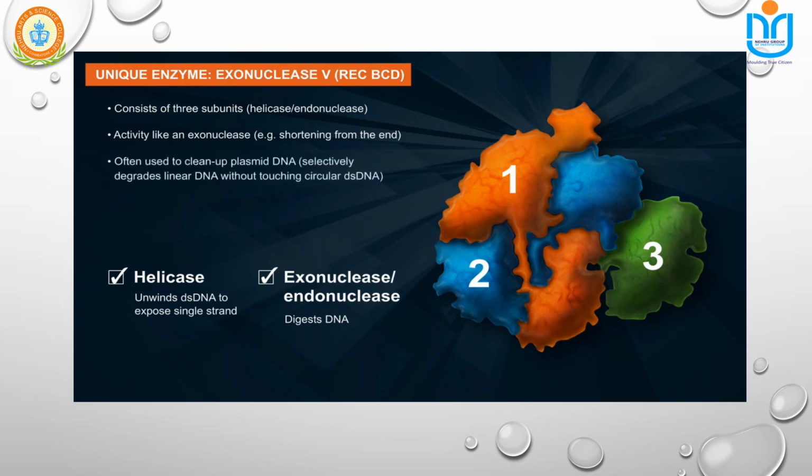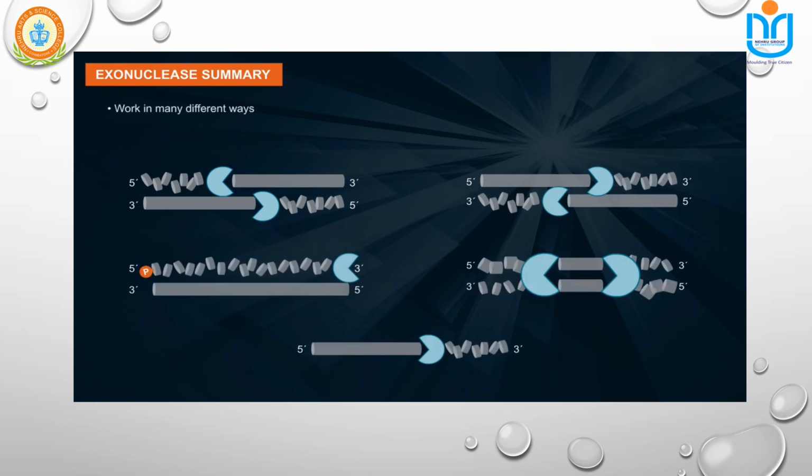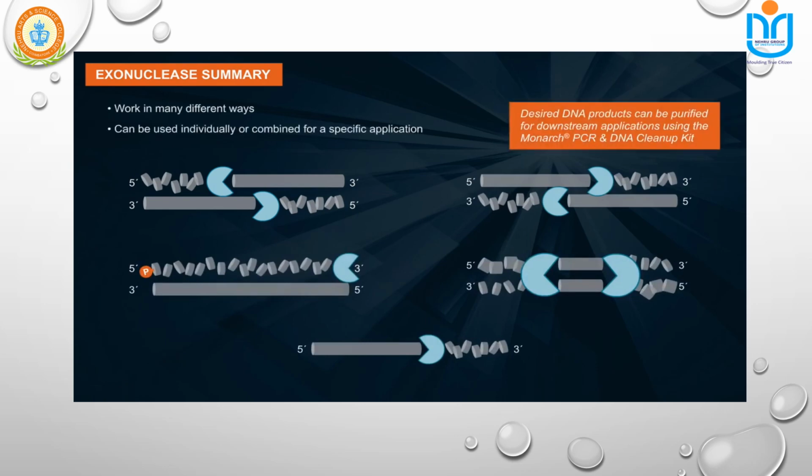This enzyme is often used to clean up plasmid DNA because it selectively degrades linear DNA without touching circular DNA. As you can see, exonucleases work in many different ways and can be used individually or combined to achieve the activity that you require for your specific application.